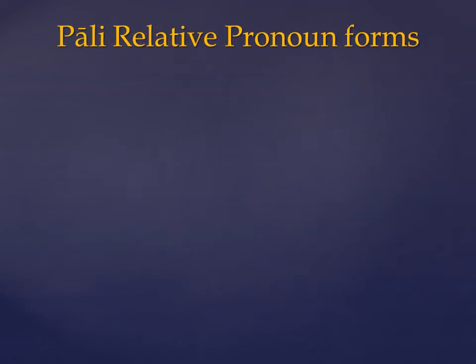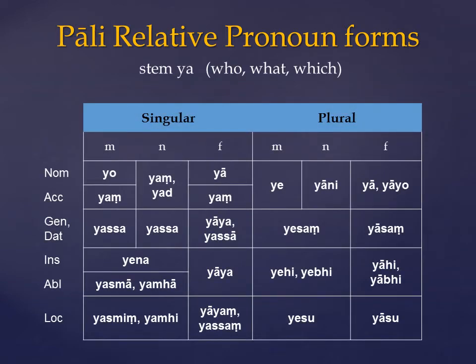So let's now take a quick look at how pronouns on the stem ya decline. Well, hopefully by now it'll be no surprise to find that the pronoun declines in the three genders, and it also declines in a similar way to pronouns on the stem ta. I don't want to get too hung up on declensions, as these can always be looked up. I think it's more important to understand how pronouns operate in sentences. So let's look at some examples.